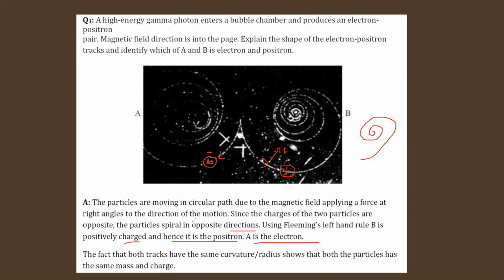Then the fact is that both tracks have the same curvature or radius, which shows that both have the same mass to charge ratio, or we can also say both have the same momentum. Is this one clear? Because you will find a question in which you have to explain why the particles took that specific path.